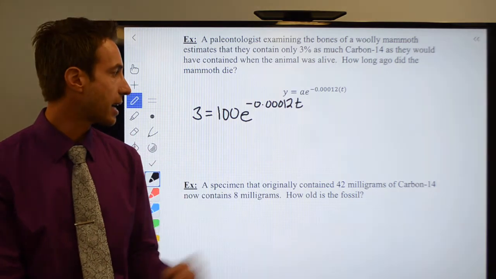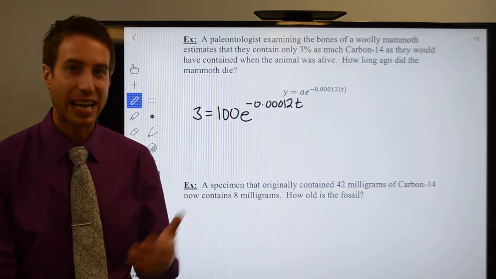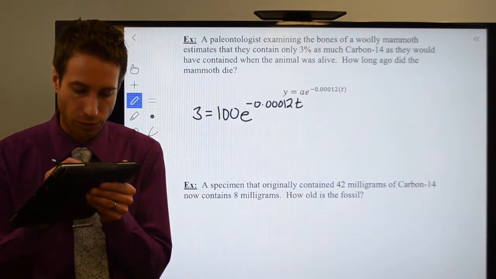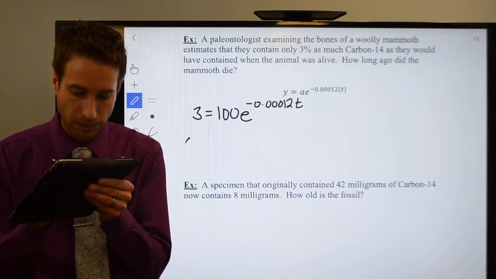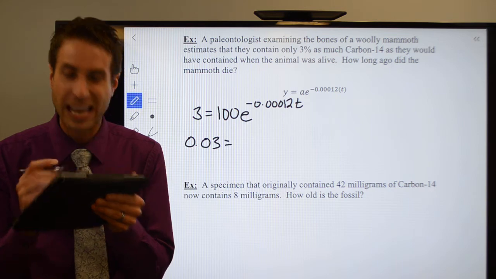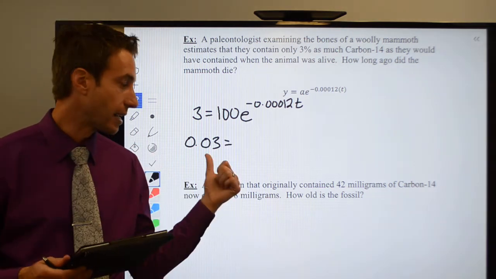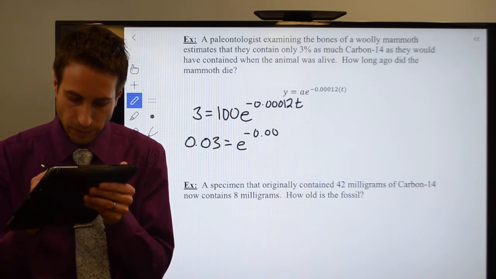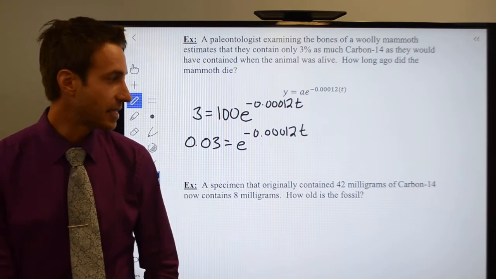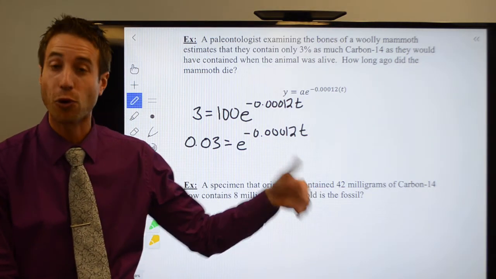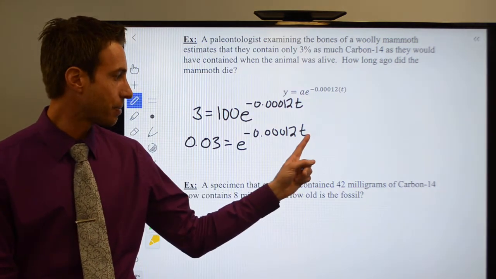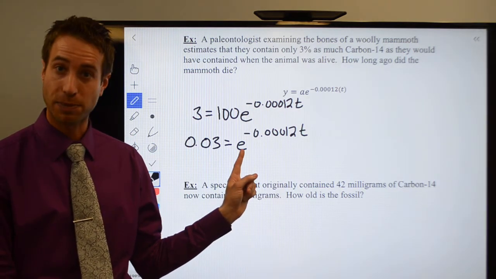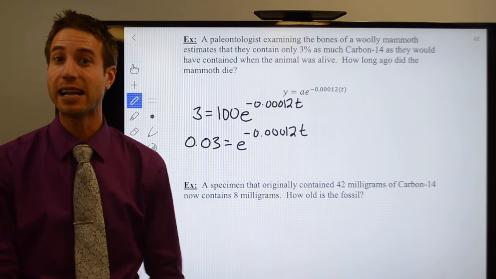Well, guys, no surprise here. I divide by 100, and I get my percentage, 3%, but I get it as a decimal, 0.03. 3 divided by 100 is 0.03. Shouldn't come as any surprise that I wind up with that as my ratio. And it also shouldn't come as any surprise that the variable I'm trying to solve for is in the exponent position. That t is up here in the exponent. I need to get it out of the exponent position in order to solve for it. Since I have an exponential function with a base e, we're going to take the ln of both sides.